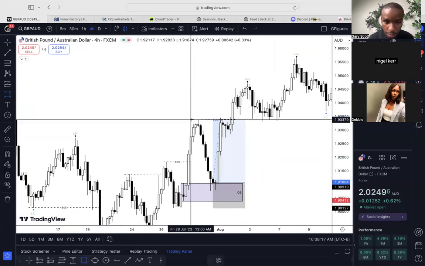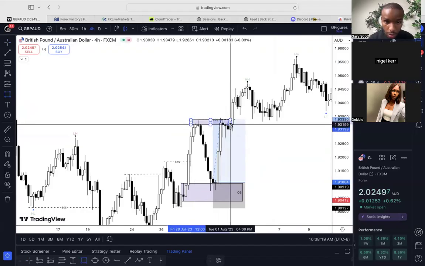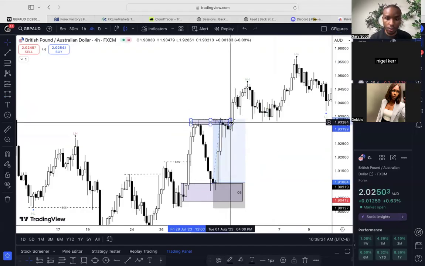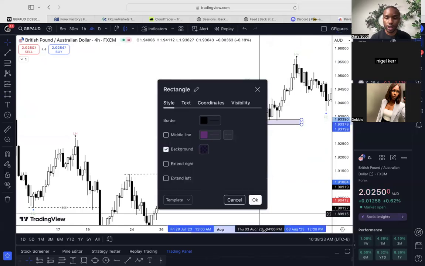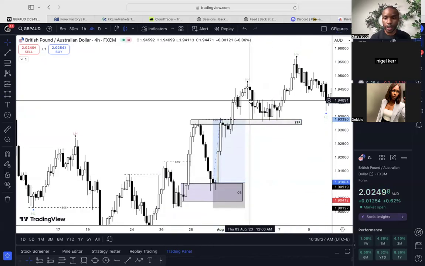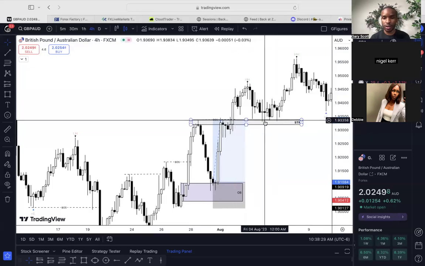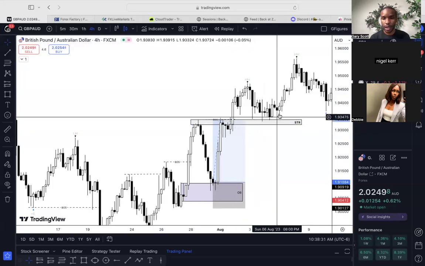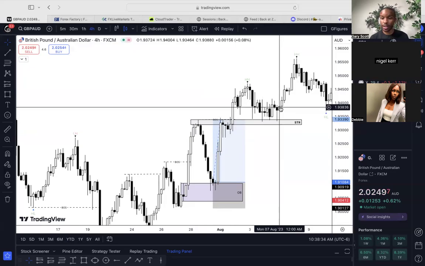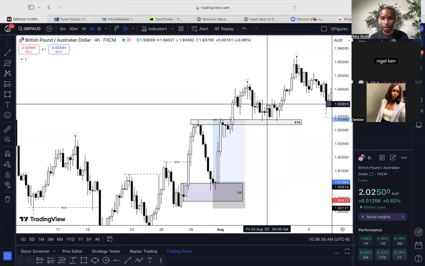So from the wick to the body gives you a structure level. If we look at this, look at price, it came right back to this structure level, started to reject, and then it started to give you bullish candlestick confirmation patterns. That's all you want to see.